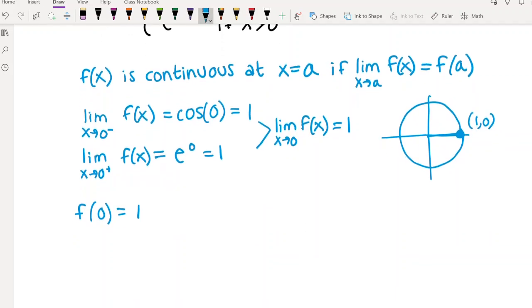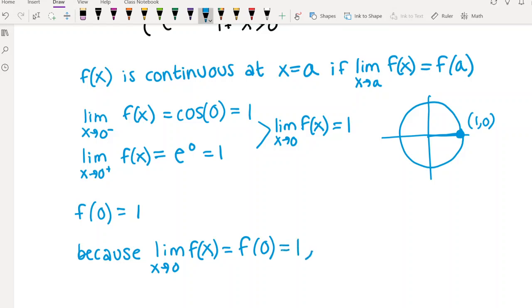And so because the limit as x approaches 0 of f of x is equal to 1, or sorry, let me write this another way, is equal to the same thing that you get by plugging in 0, which is equal to 1, we say that yes, f of x is continuous at x is equal to 0.